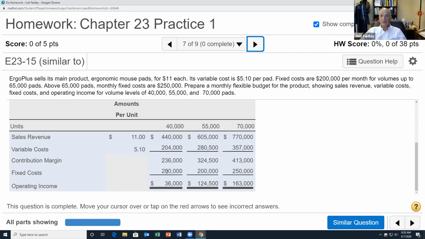And then your fixed cost, says fixed costs are $200,000 per month for volumes up to 65,000. So once you get to 70,000, you're outside the relevant range. Remember that term? So your fixed costs are going to step up. Maybe more brick and mortar, more equipment, another shift, which requires more fixed costs for salary supervisors and the like. So that's a simple 3-step budget for 3 different volume levels.